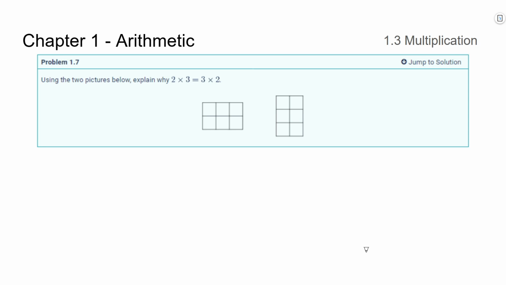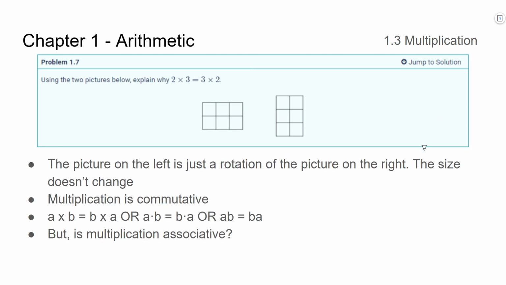work. So 1.7 is using the two pictures below, explain why 2 times 3 is equal to 3 times 2. Is similar to the very first question in addition. So bring on here, once again, similar to the one in addition, we just kind of flip the image.